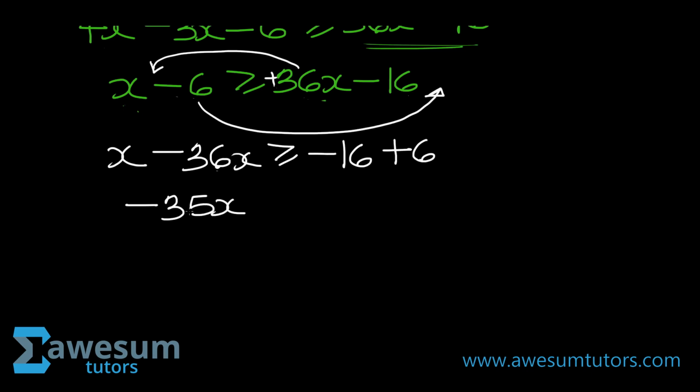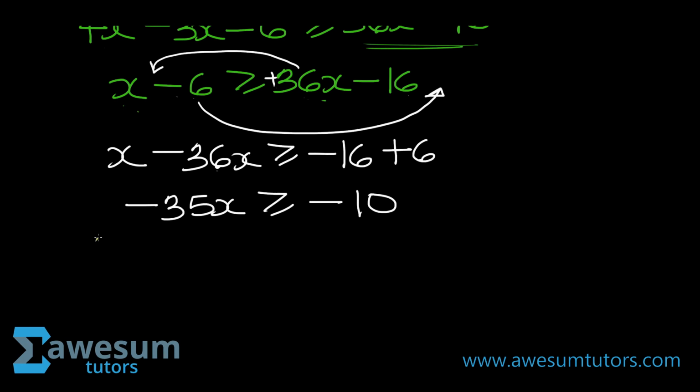Very good, guys. We're almost there. Greater than or equal to negative 16 plus 6. That is going to give us negative 10. Very good, guys. Now we are almost there. Now we want to find x. Okay, now what is disturbing x? Negative 35 is disturbing x. That means we need to divide both sides by negative 35, because we are trying to find x. We want to solve the inequality, right?